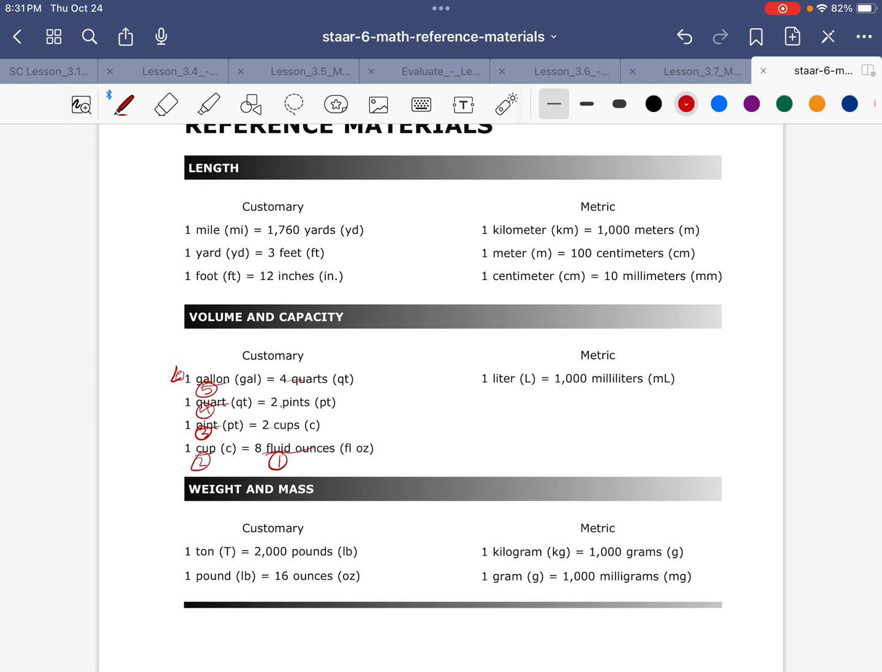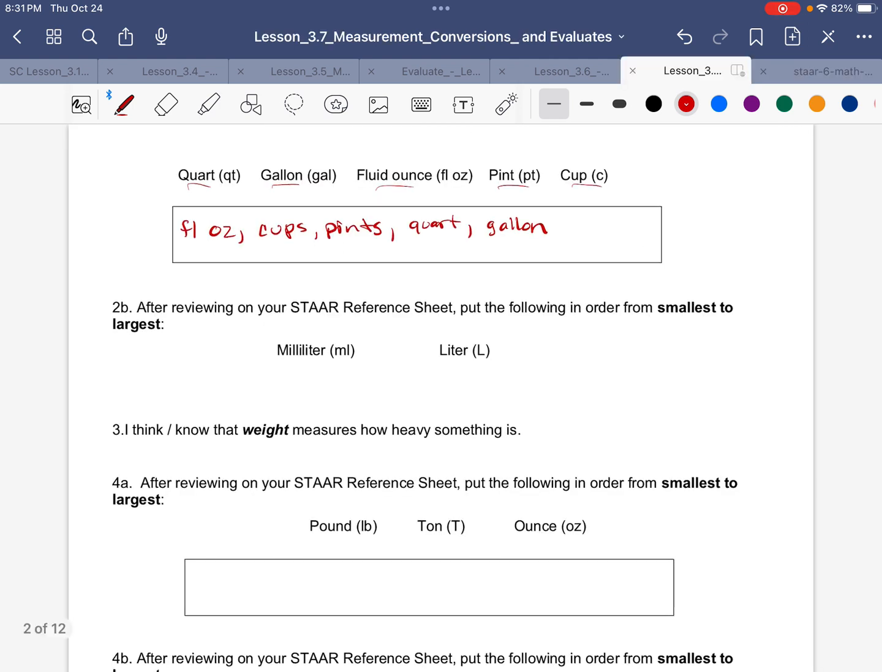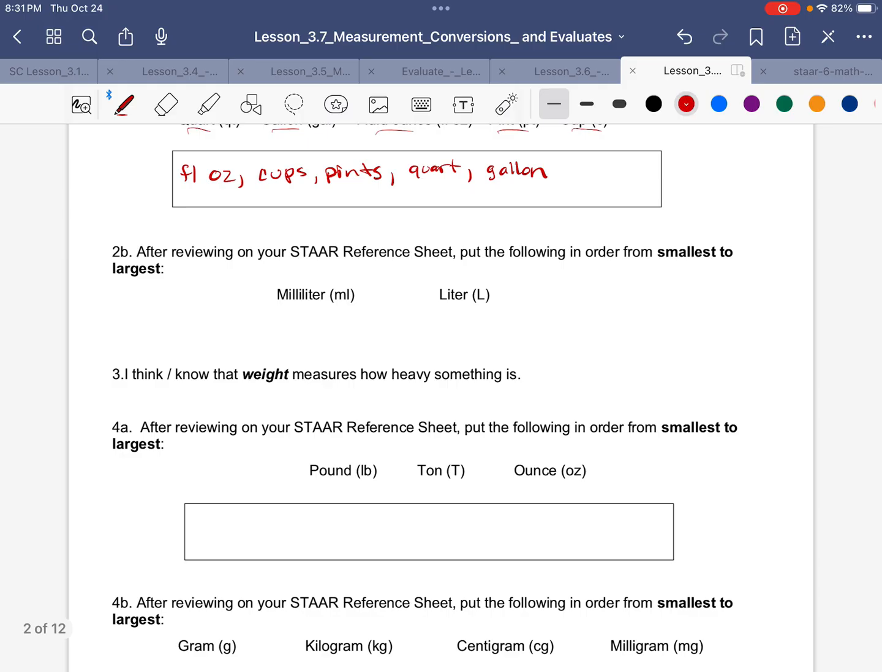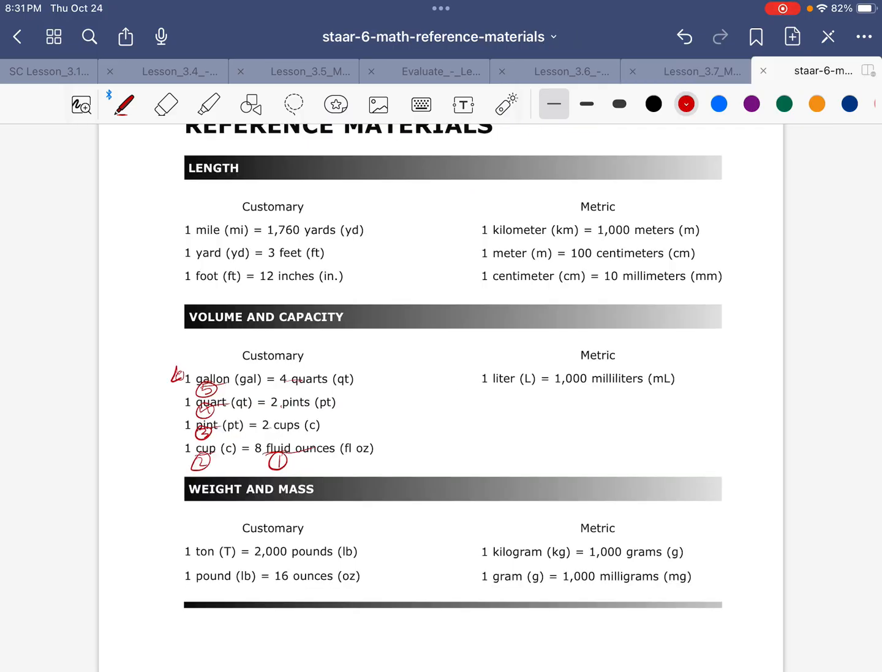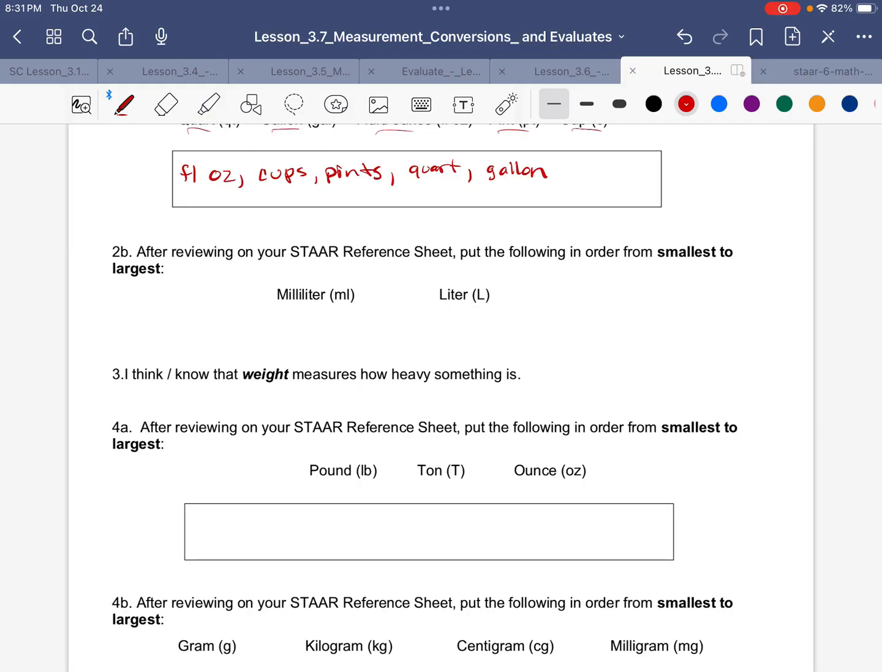Yep. There you go. Next, we're going to do milliliter and liter, smallest to largest. I can show you real quick on the sheet. That's right here. Milliliters are much smaller than liters. So it goes milliliter, then liter.